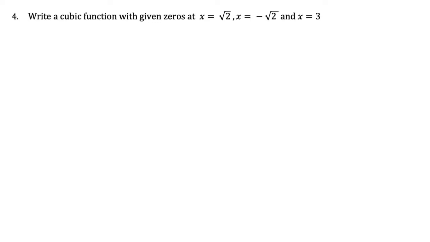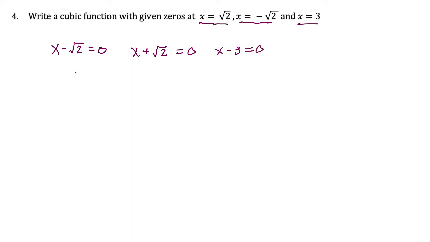All right, write a cubic function with the given zeros. So with these zeros, like they're given, we have to work backwards. So what we're going to do with these, I'm going to say x equals root 2. Well, before that, this said x minus root 2 equals 0. And this one would have been x plus root 2 equals 0. And then the last one would have been x minus 3 equals 0.